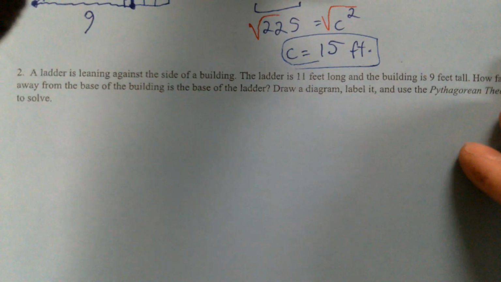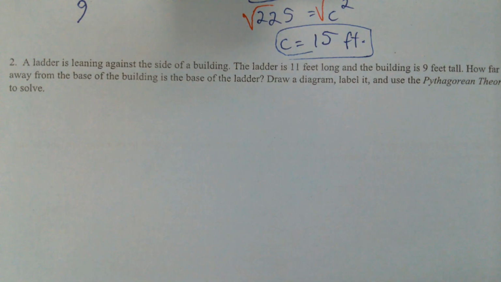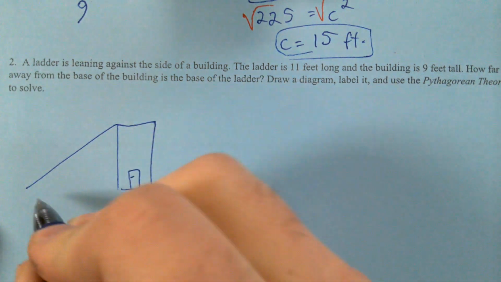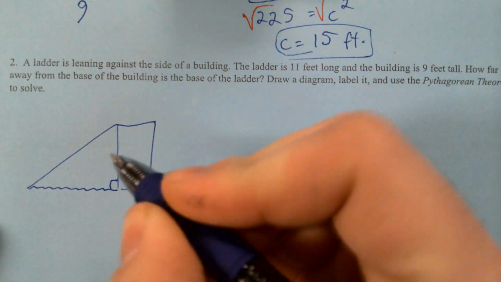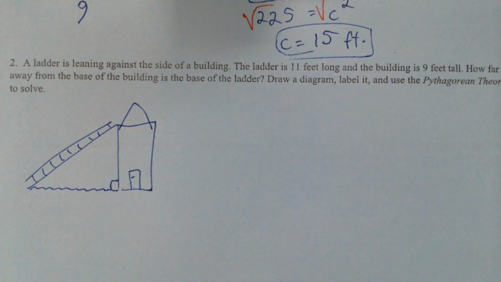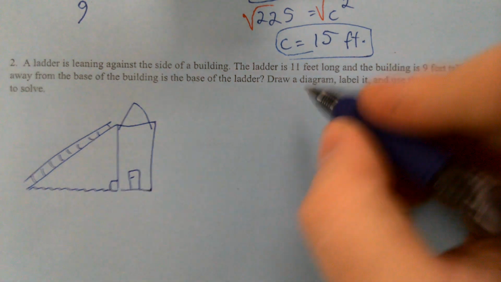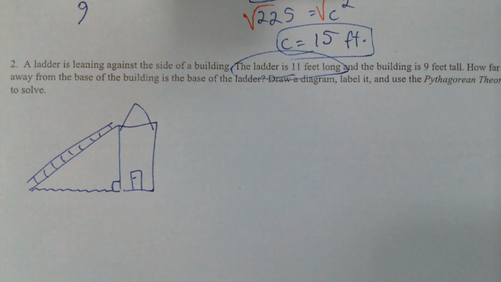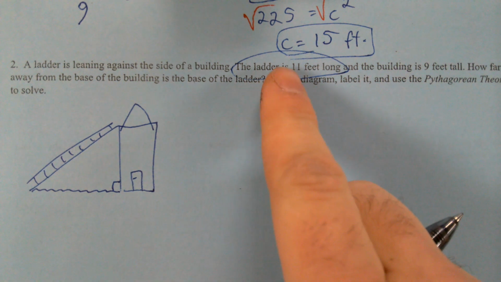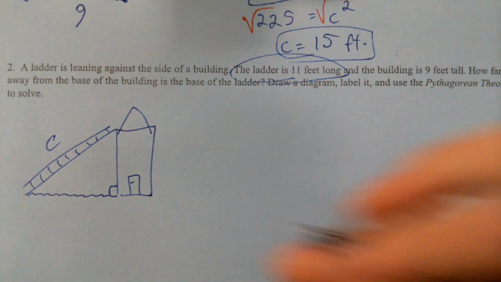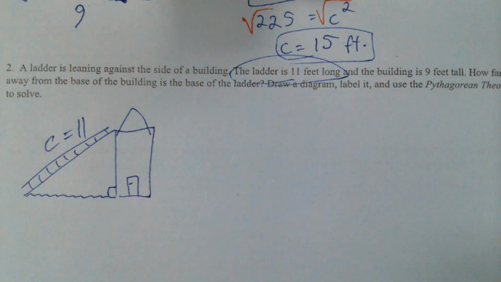Now let's take a look at number 2, because number 2 looks almost identical, but is actually very different. Let's get our drawing going again. There's my little building. There's my ladder. And there's the space in between. So now, the first piece of information we're given is the ladder is 11 feet long. Is that going to be my A, my B, or my C? My C, right? The ladder is always C, so we're going to say that C is equal to 11.